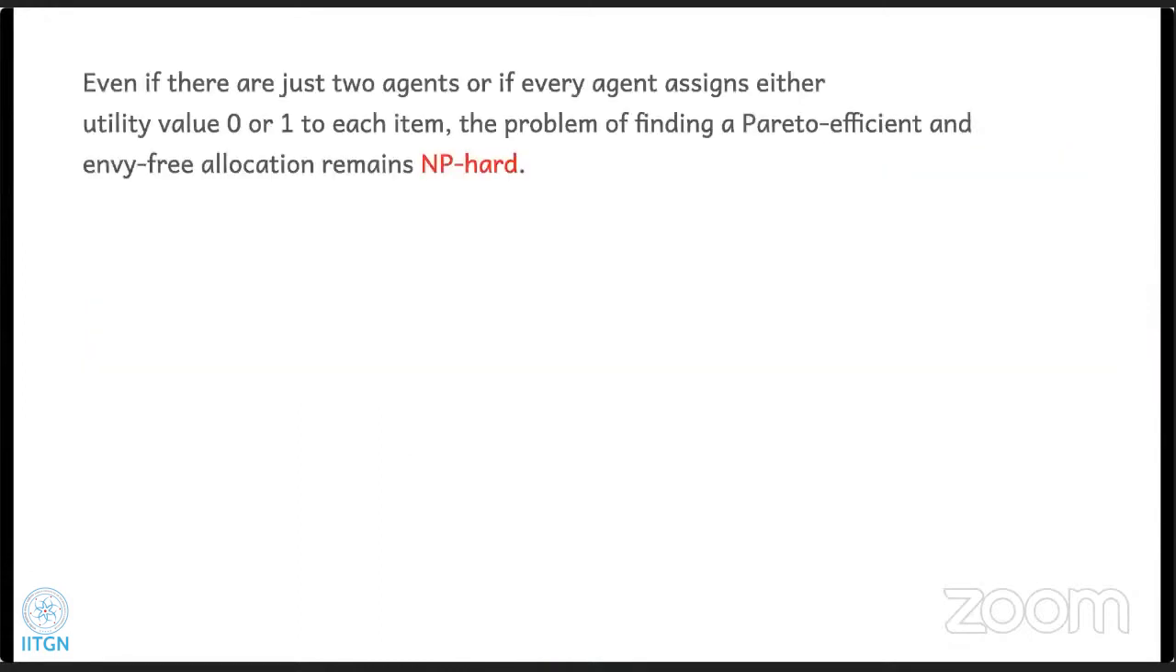But before getting there, even in very special cases, I'm going to call these EEF allocations for short, efficient envy-free allocations. I think the most general problem of finding EEF allocations is even Sigma-2 complete, if I remember that right. Again, please feel free to correct me if I'm wrong. But even in special cases, like when there are two agents, or when there are these 0-1 utility matrices, this problem turns out to be NP-hard.